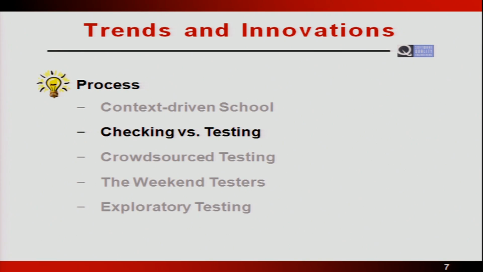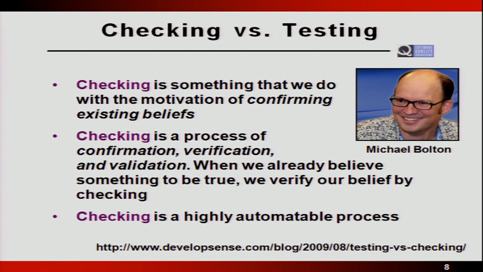Context-driven. Second idea, trend and innovation, is the idea of checking versus testing. And this has been popularized by Michael Bolton. If you don't know Michael, the tester Michael Bolton, not all the other Michael Boltons, then you should do a little research. But Michael has been making this distinction for the past while that checking is something that we do with basically the motivation to confirm existing beliefs. It's a process of confirmation, verification, validation. When we believe something is true, and we check to see if it's true, he calls that checking.